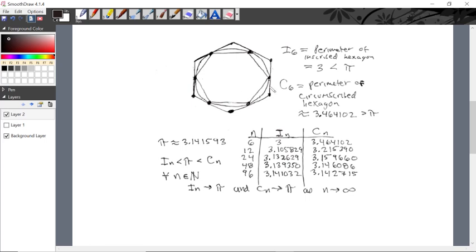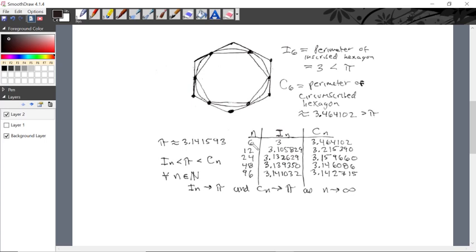So we have hexagons. We have an inscribed hexagon, a regular inscribed hexagon, which geometrically we can prove has a perimeter of 3, and clearly that is less than the circumference of the circle. So 3 is less than pi. And tangential line segments create a circumscribed hexagon, and we can calculate that it's going to give us a perimeter of approximately 3.46, so that must be more than pi.